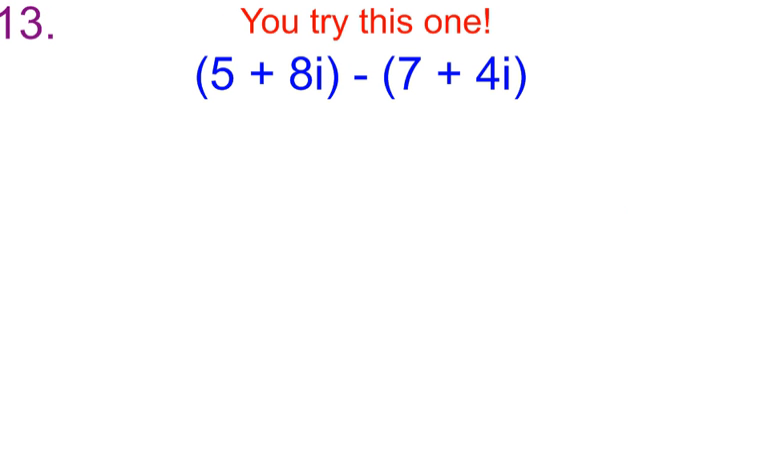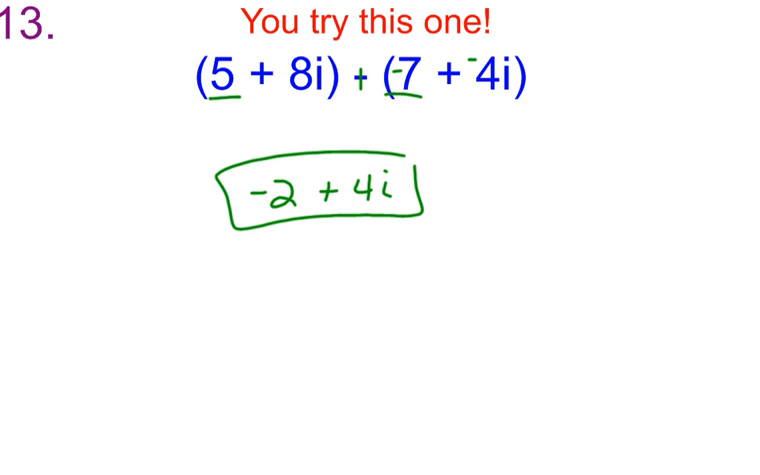Last one, you go ahead and try quick. When I distribute the negative and I combine like terms, I'd get negative 2 plus 4i. So there's a quick lesson on adding and subtracting numbers with imaginaries.